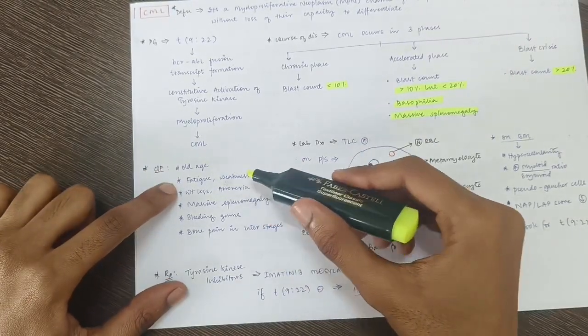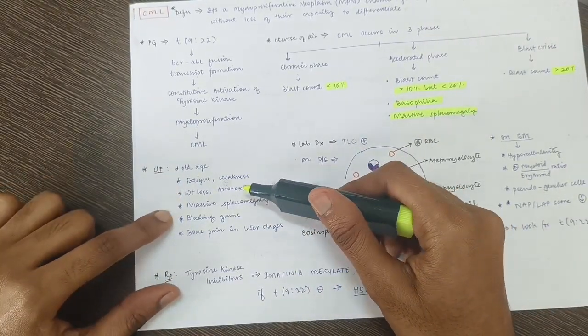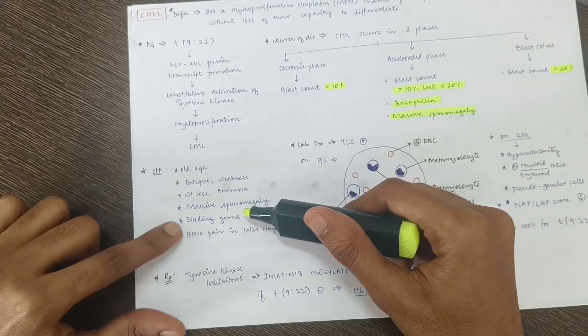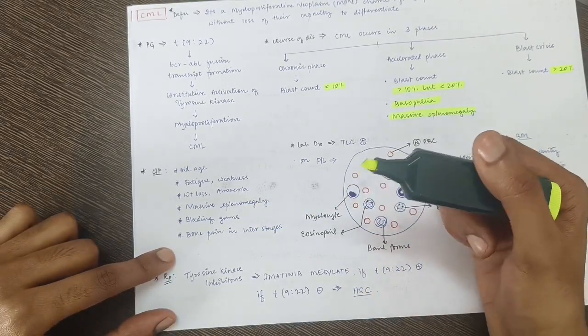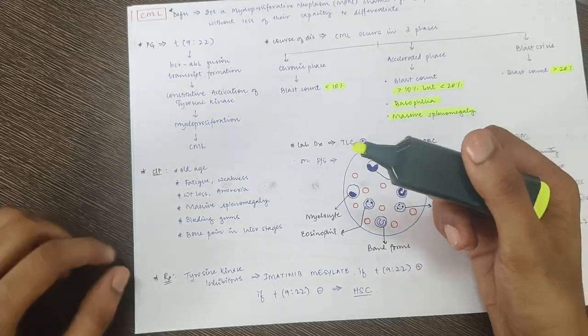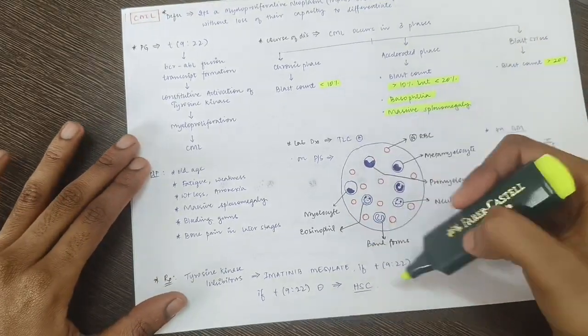Old age, fatigue, weakness, weight loss, anorexia, massive splenomegaly, bleeding gums, and bone pains in the later stages. Lab diagnosis: you are going to draw the peripheral smear.